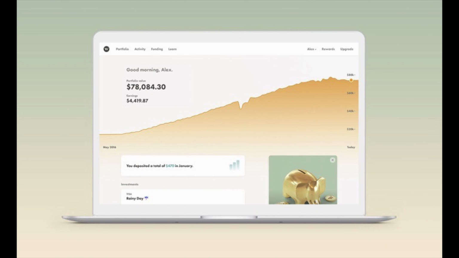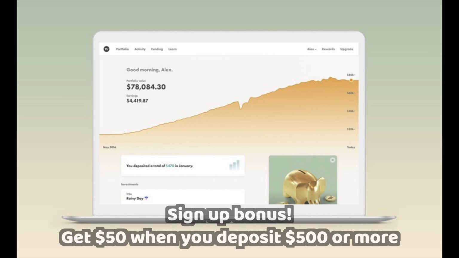It's also a very simple, very intuitive platform to use, if that's something you care about on the actual user interface side of things. Wealthsimple actually does have a sign-up offer as well. If you deposit $500 or more, you get a $50 bonus, which is nice. But that's really the main comparison with Wealthsimple.